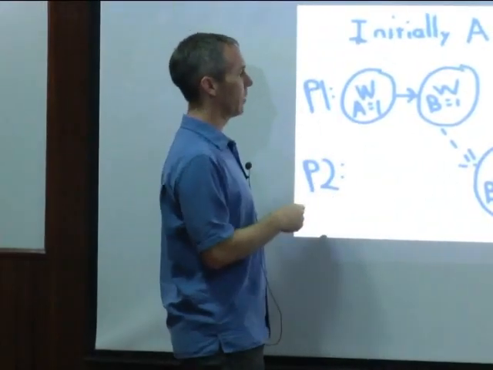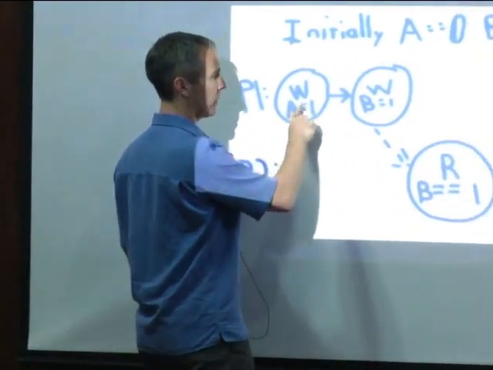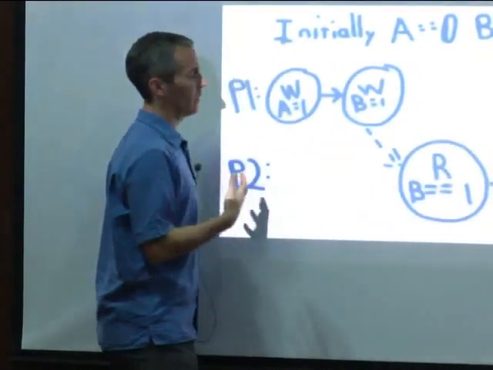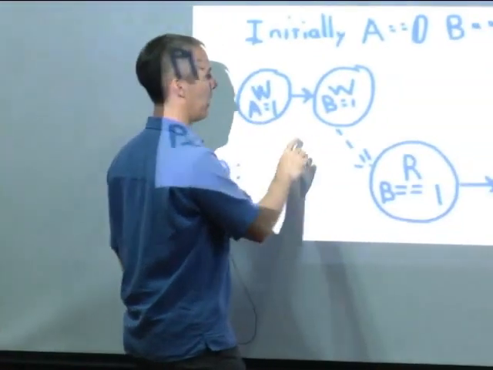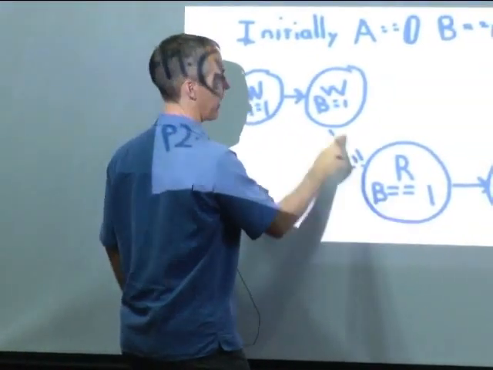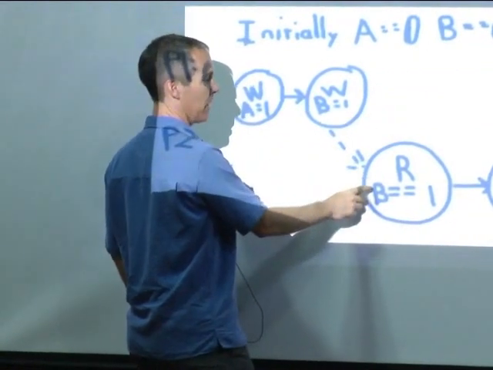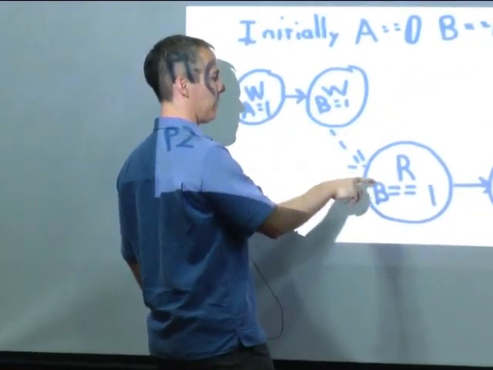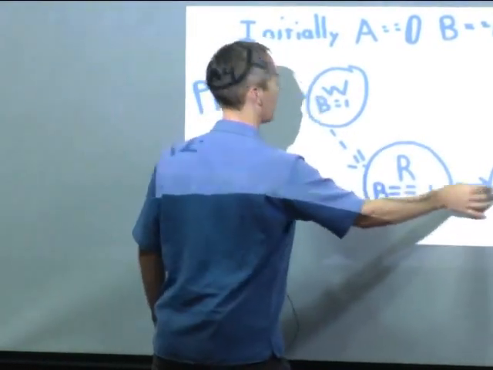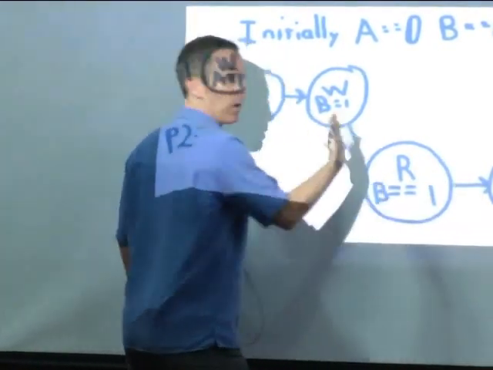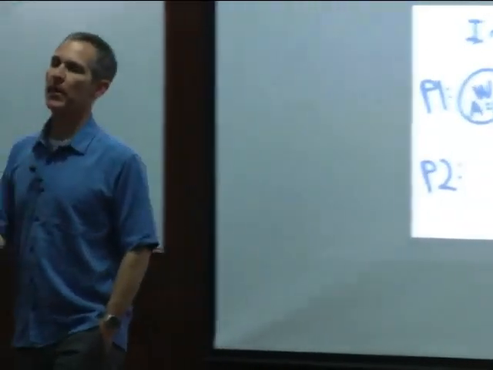I'll formalize this more later, but these arrows that I've shown you are an important idea: anytime I read a value, there'd better be a path from that value, and once there's a path from that value, then any subsequent read had better see any writes that occurred earlier on that path.